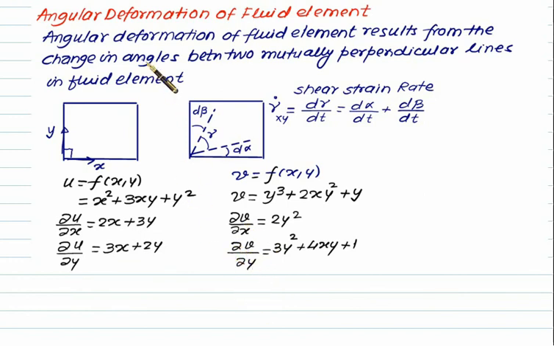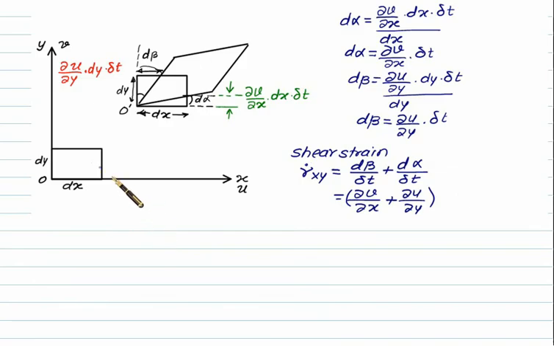So in the case of angular deformation of a fluid element, which results from the change in the angles between two mutually perpendicular lines in the fluid element, let's check how the equation of rate of shear strain will come. In the angular deformation here, we can very well calculate the angle d alpha, which will be the same as del v by del x into dx into dt, and we can calculate the angle d beta, which is del u by del y into dy into dt.